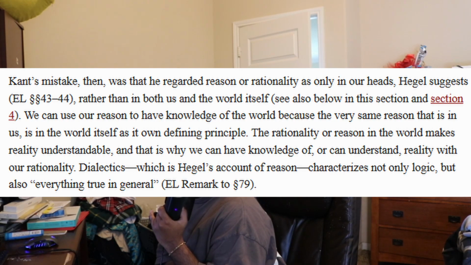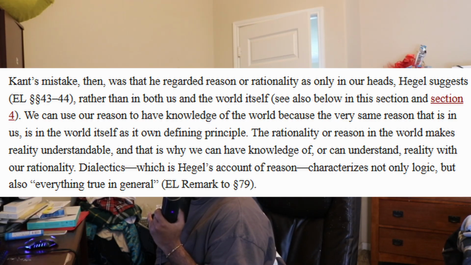The next person who describes dialectics is Hegel, and Hegel actually disagrees with Kant here. He believes that there is no noumena realm and that we're actually accessing this so-called noumena, or the real world, through the process of dialectics. Kant's mistake then was that he regarded reason or rationality as only in our heads. Hegel suggests rather that it is in both of us and the world itself. We can use our reason to have knowledge of the world because the very same reason that is in us is in the world itself as its own defining principle. The rationality or reason in the world makes reality understandable, and that is why we can understand reality with our rationality.